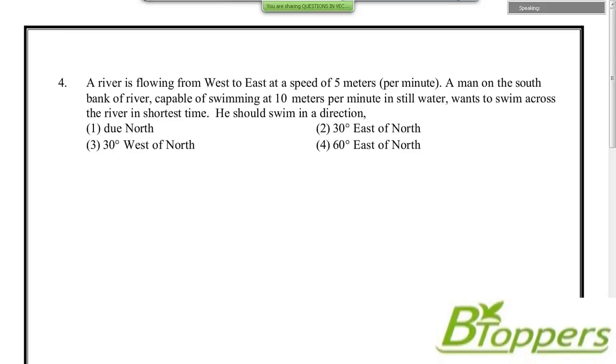I have given 4 options there. I will once read out the 4 options. First option due north. Second option 30 degrees east of north. Third option 30 degrees west of north. Fourth option 60 degrees east of north. Come on, try to answer the question.